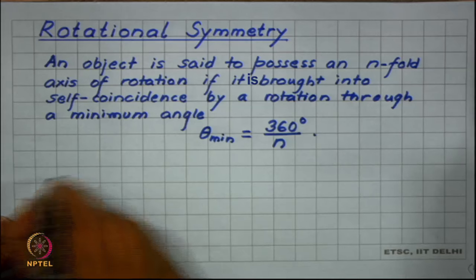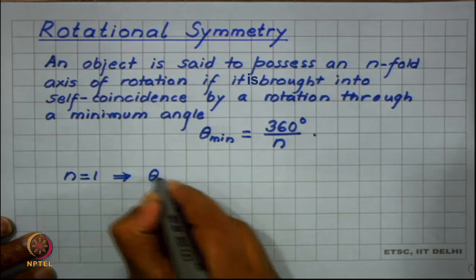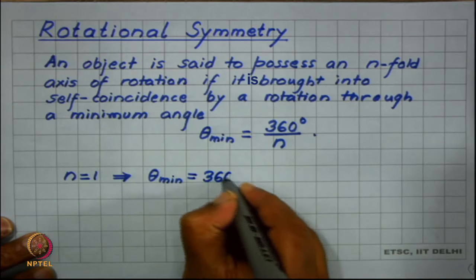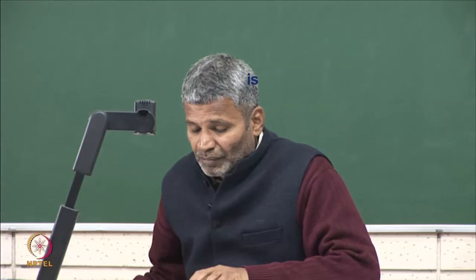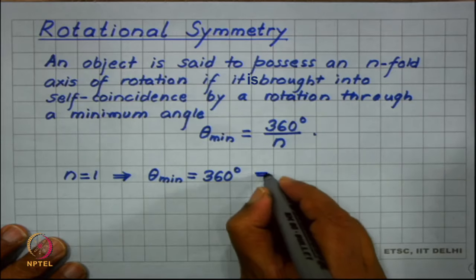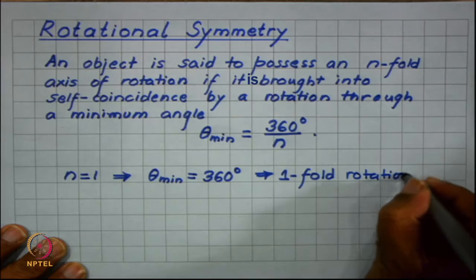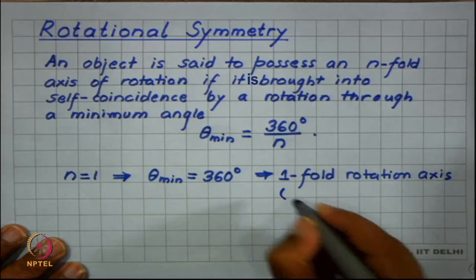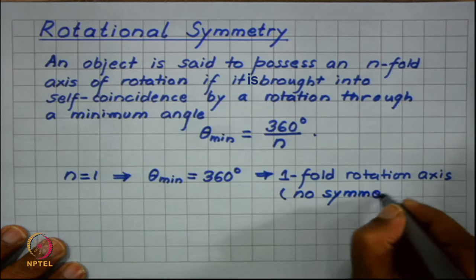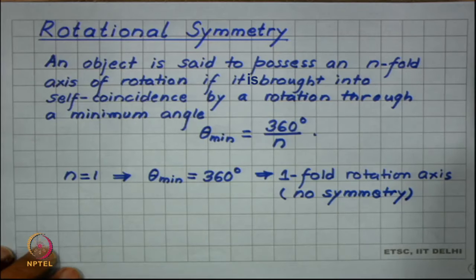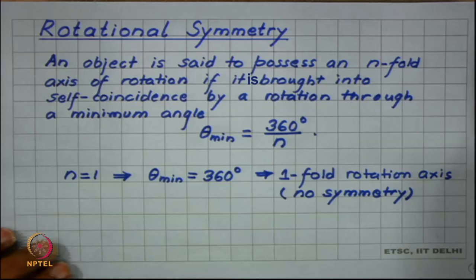For example, let us take n is equal to 1. If we take n is equal to 1, this means theta min is 360 degree. But any object, however irregular its shape, if it is rotated by 360 degree, obviously it will come into self coincidence. So this can be called one fold rotation axis, but this is equivalent to saying no symmetry. Instead of making a negative statement that the object has no symmetry, you can make a positive statement: it has a one fold rotation axis, because by 360 degree rotation everything will come into self coincidence.